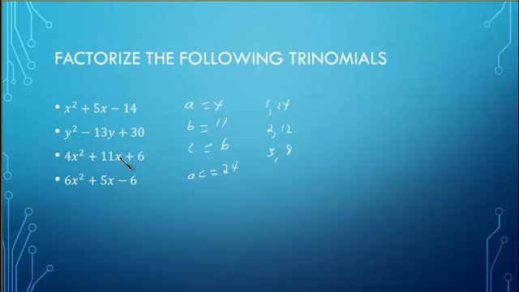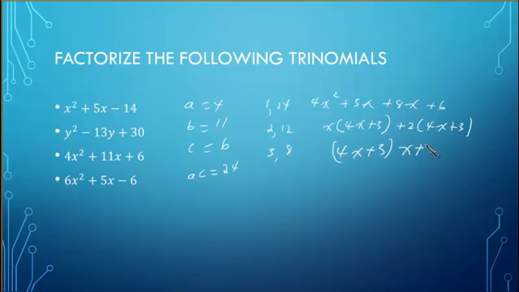So what we need to do is break up this 11x into 3x and 8x. So we rewrite this expression as 4x squared plus 3x plus 8x plus 6, and then factor by grouping. This gives us x times 4x plus 3. And here we take out common factor 2. And that gives us also 2 times 4x plus 3. And then common factor 4x plus 3 times x plus 2. So this should be fairly straightforward.